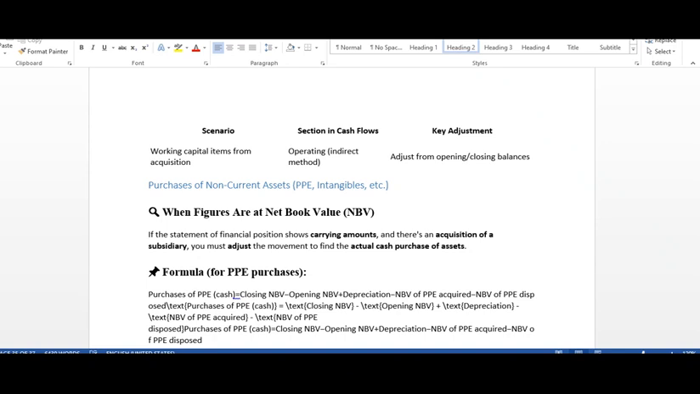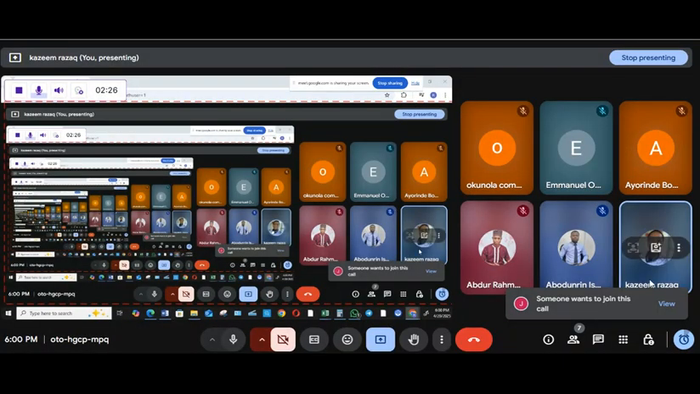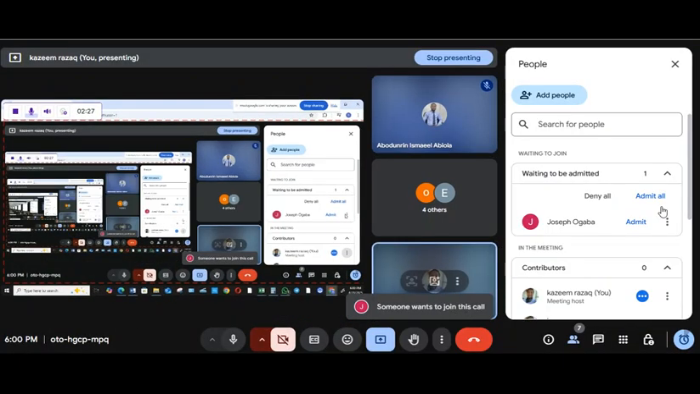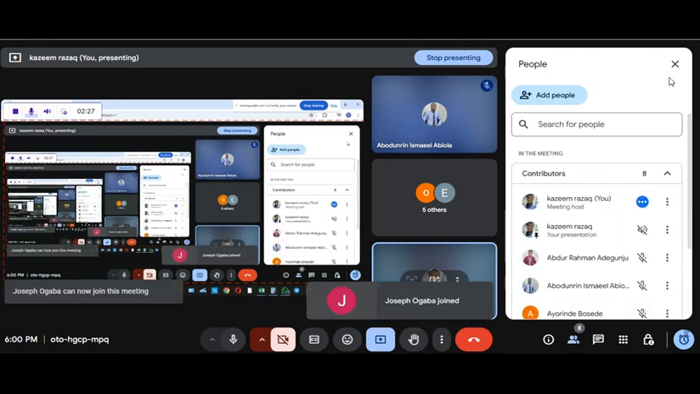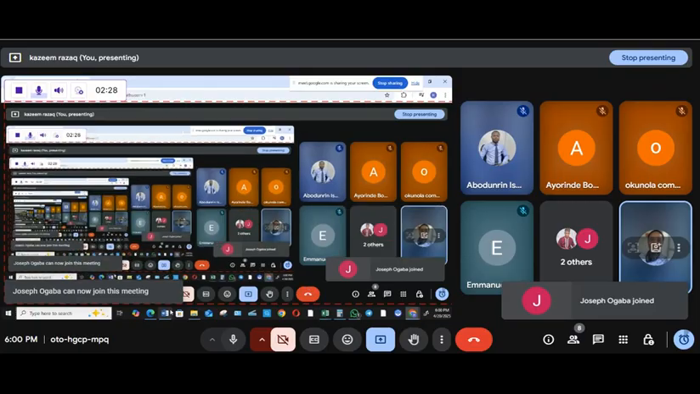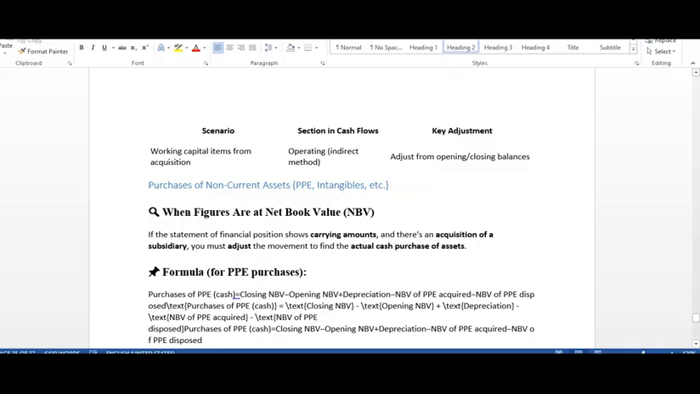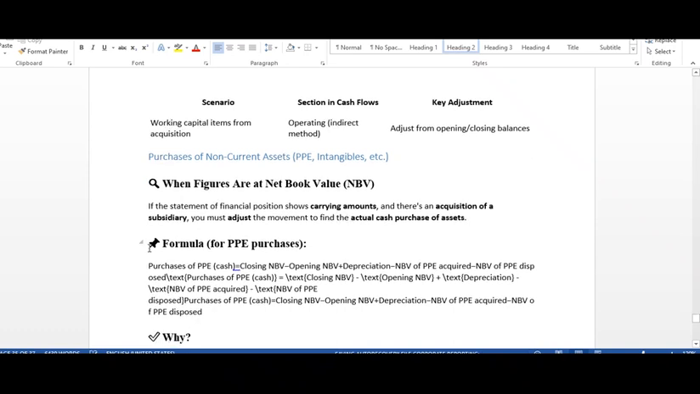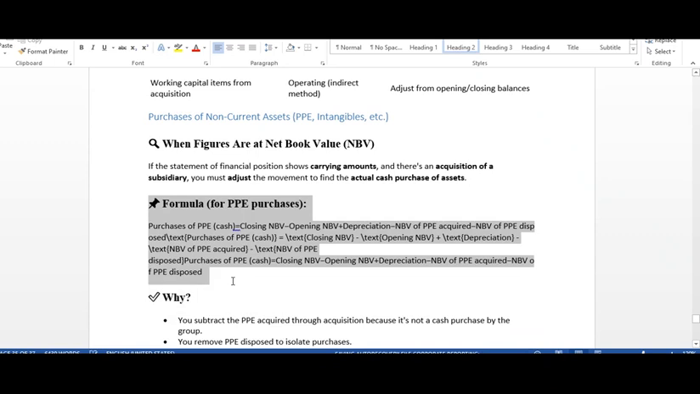So if I have an asset and then the subsidiary purchased more, if the subsidiary purchased more, what do I do? So I need to record that one that was purchased by the subsidiary. Now, this will be done here.